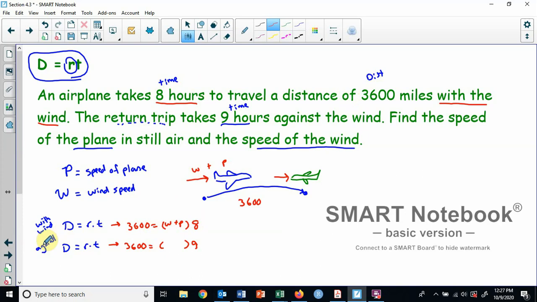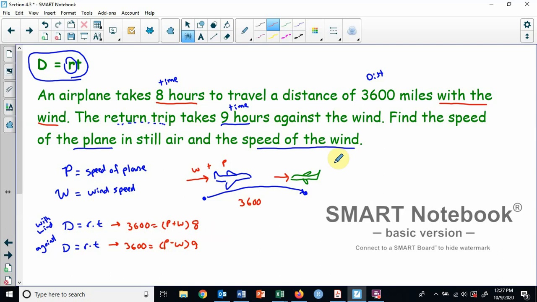Now let's work on the against the wind speed. So we know we went 3,600 miles. We know we took 9 hours. What is the rate? Well, it's going to be whatever plane speed we have, and we're going to subtract the wind speed this time because the wind speed is taking away from us. Now I may make one change to how I write this. Let's put them in the same order just so it's a little easier to do some math with this. Okay, so I have the with the wind trip and the against the wind trip.